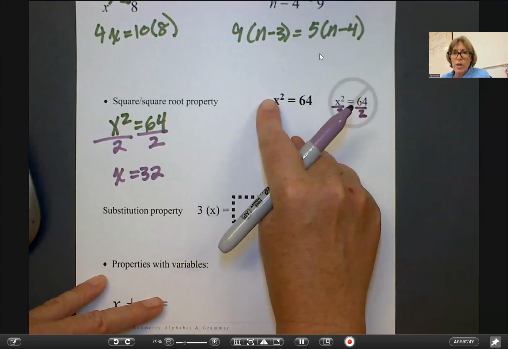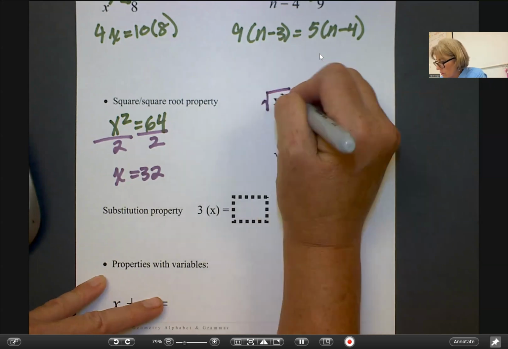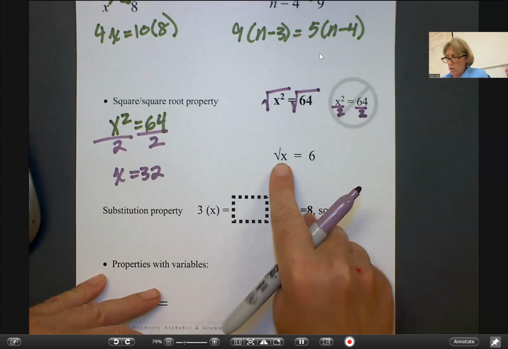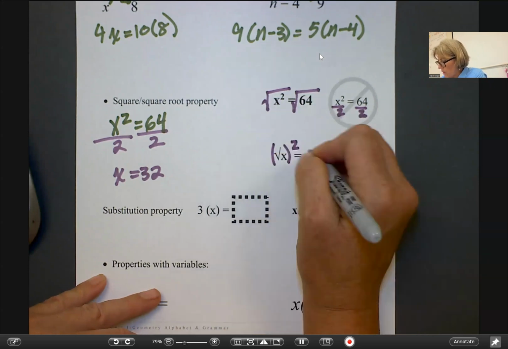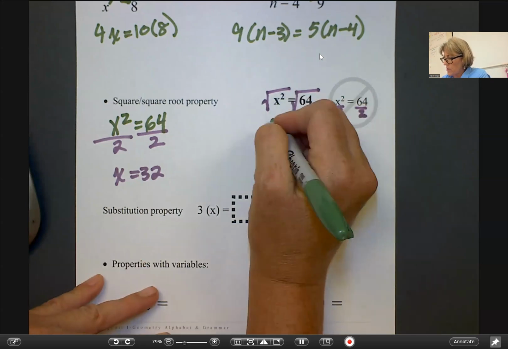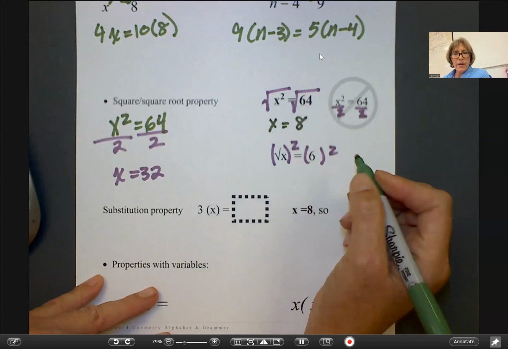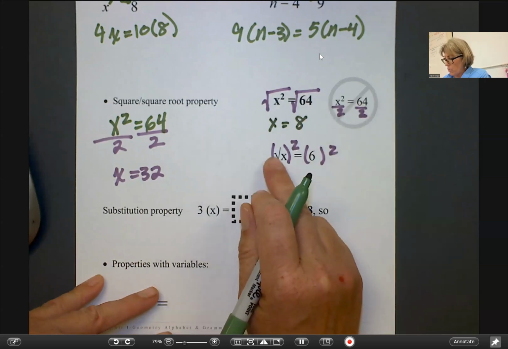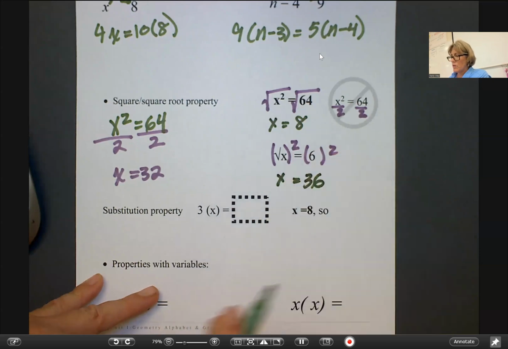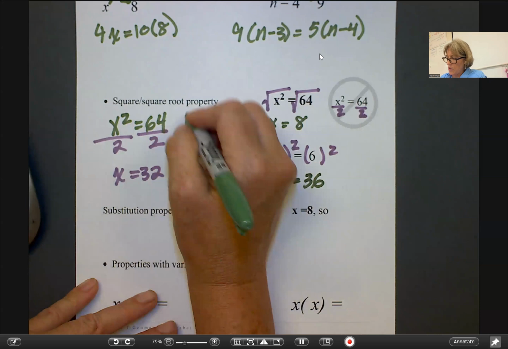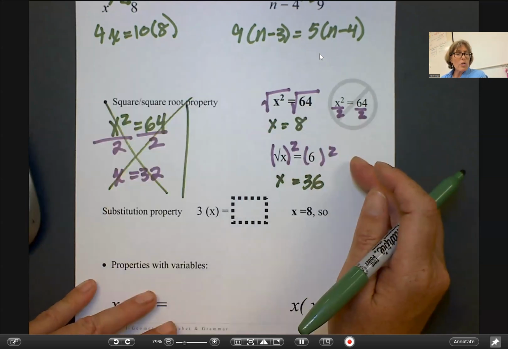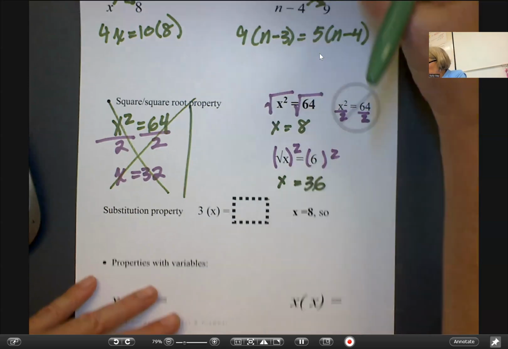The opposite of squaring is square rooting. And the opposite of square rooting is squaring. So in this case, if I wanted to solve for x, I'd end up with x equals 8. And square root of x squared would give me x equals 36. Left-hand side, this was a don't do this. These are both correct. Square root property. We're almost done.